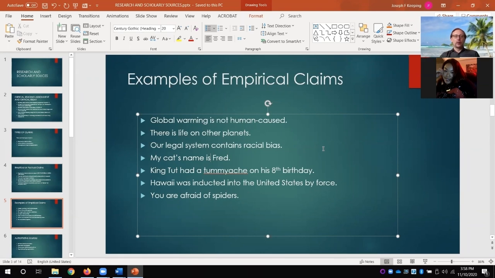This racial bias thing, however, you could give reasons for it, you could give reasons against it, and there's a good chance that one side might end up putting forth a stronger case than the other. As a matter of fact, in political and media discourse, most things that are referred to as matters of opinion really ought to be treated as matters of fact. Our legal system does contain racial bias. If you were to look at the evidence, unless you're defining racial bias in a really weird way, you would have to say that our legal system does contain racial bias.